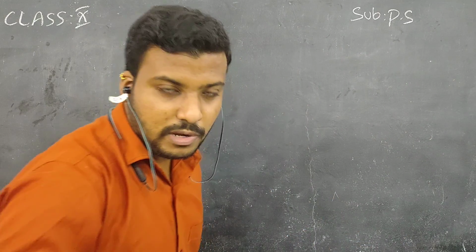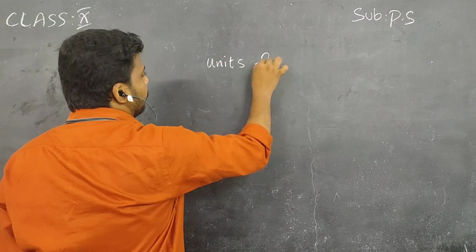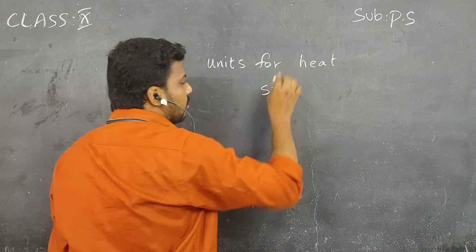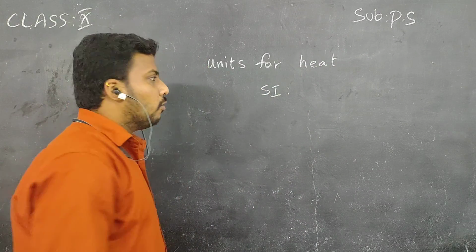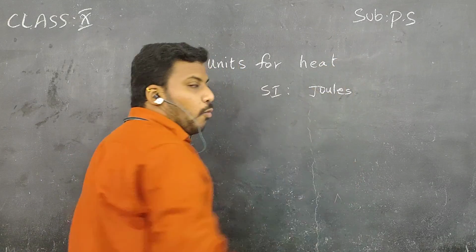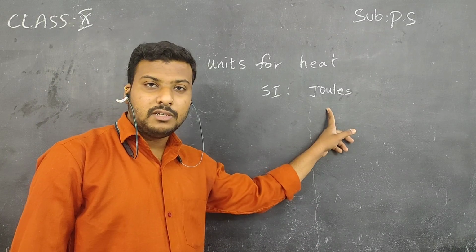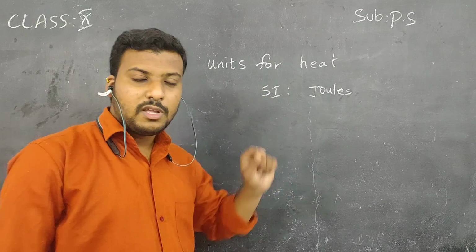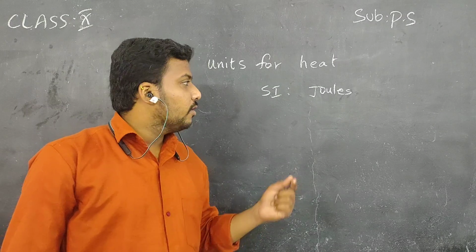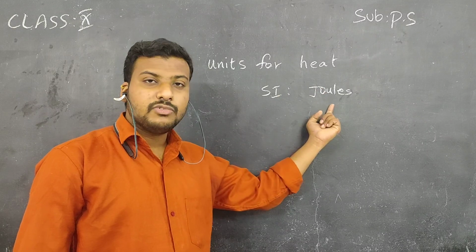You know heat very well. So there are units for heat. In the SI system, the unit of heat is joules. Work, energy, and heat are always measured in joules. In class 9, in the work and energy chapter, you noticed that the SI unit of work, energy, and heat is the joule, children.